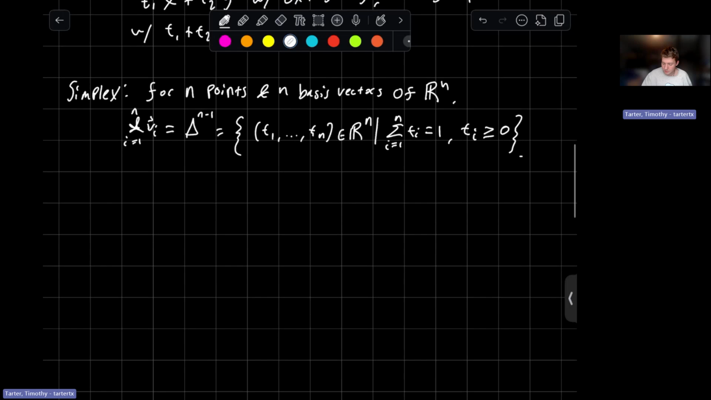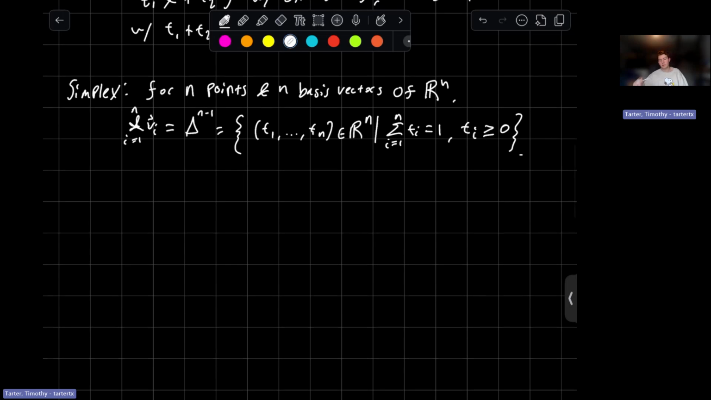So I guess I was wrong. That is actually the all positive region of R^n, and this is a simplex.